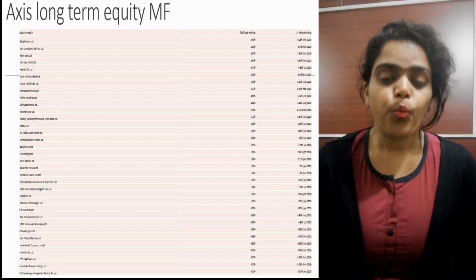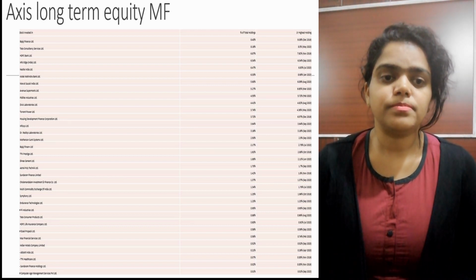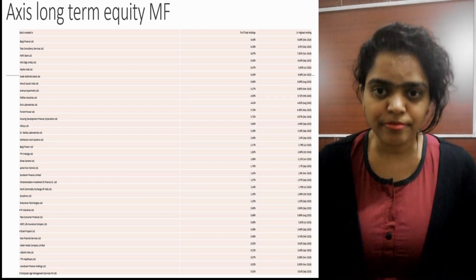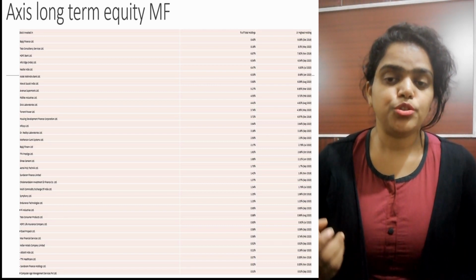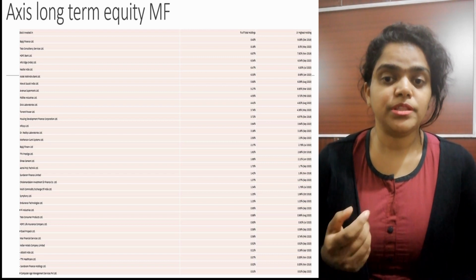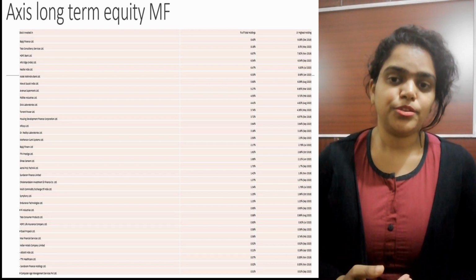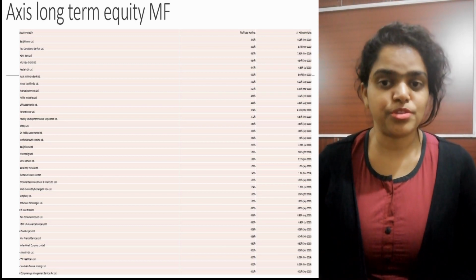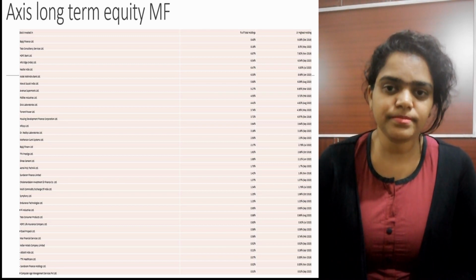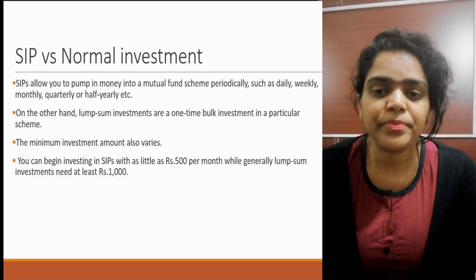You can also visit the Value Research online website and you can type in the fund which you want to see and compare it with the other similar funds. So it gives you details about the percentage holdings, CAGR, expense ratio and so on. Moving to the next slide.